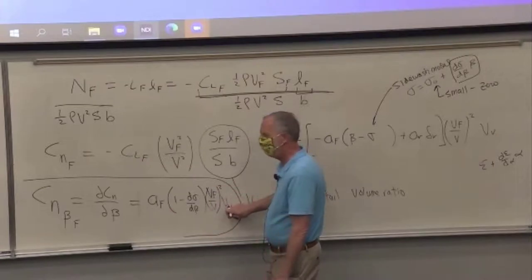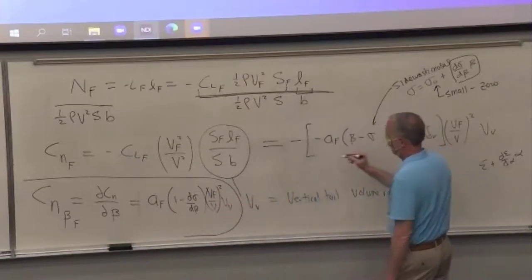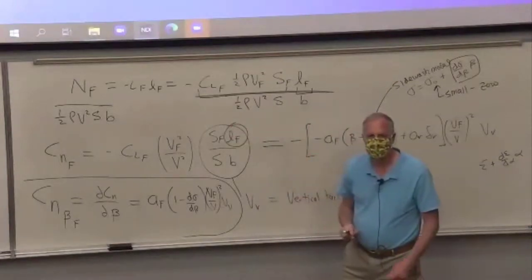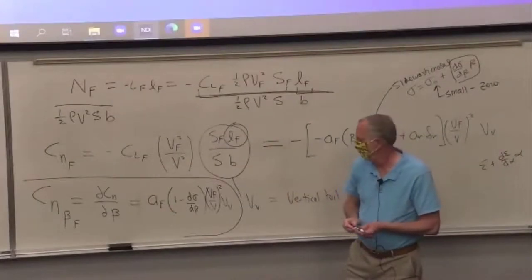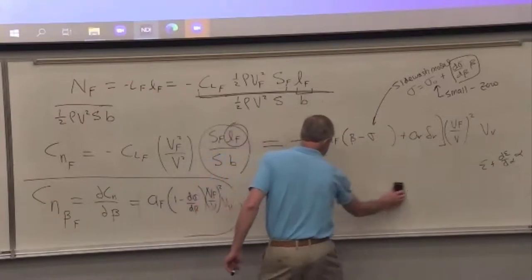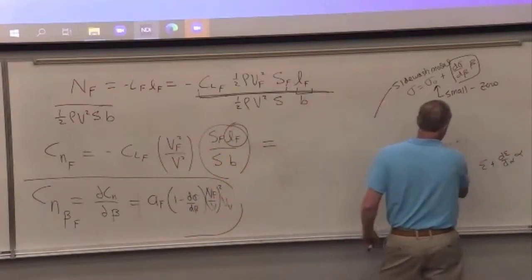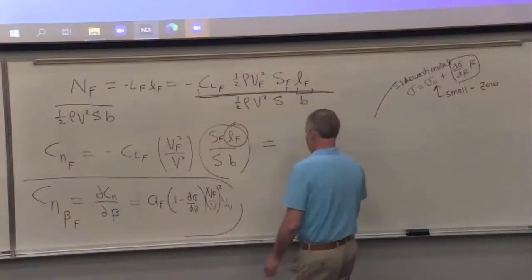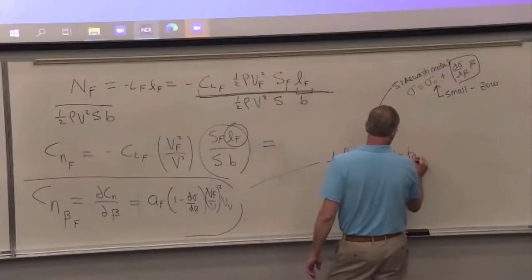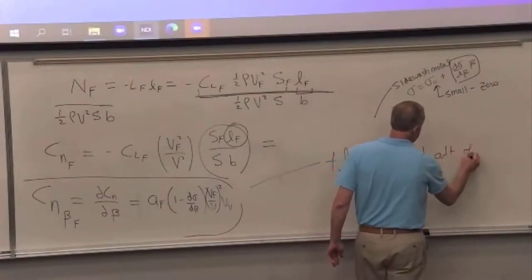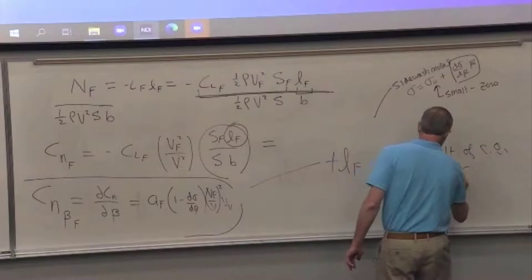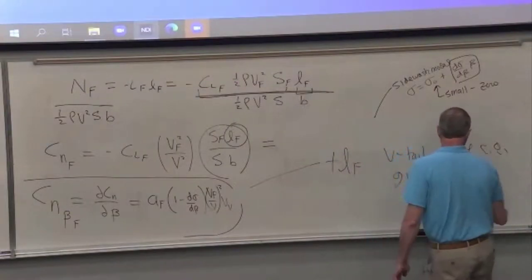As long as the vertical tail is behind, then I get positive yaw. So looking at this formula, positive LF, that means vertical tail aft of CG gives positive CN beta, which is stable.